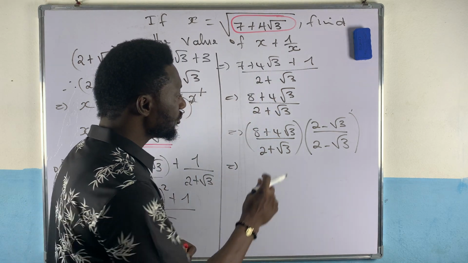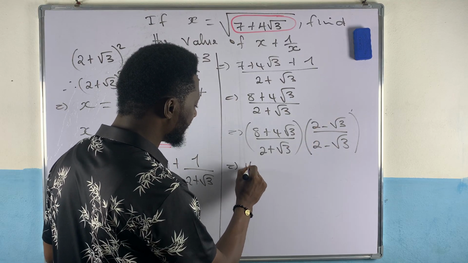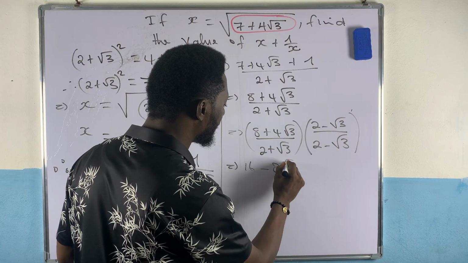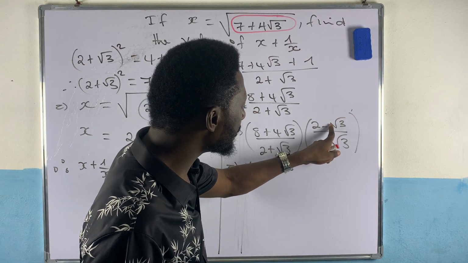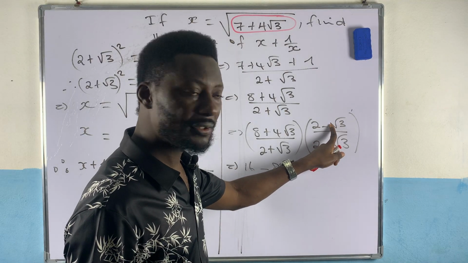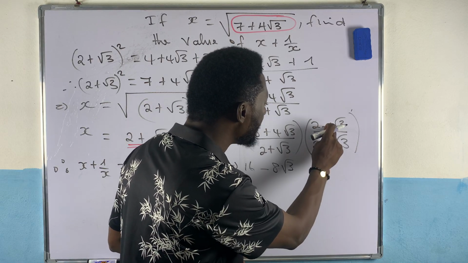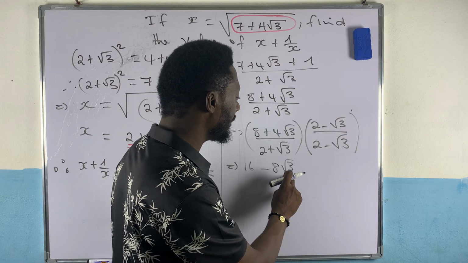Okay, so how do I expand this? So I will take 8 multiplied by 2, that gives me 16. 8 multiplied by this will give me negative 8 root 3. Now watch out. If you don't see any number in front of the root 3, it means the number that is actually there is 1. So the value in front of root 3 here is 1. So I am using 8 to multiply by 1. That is why I have negative 8 root 3.